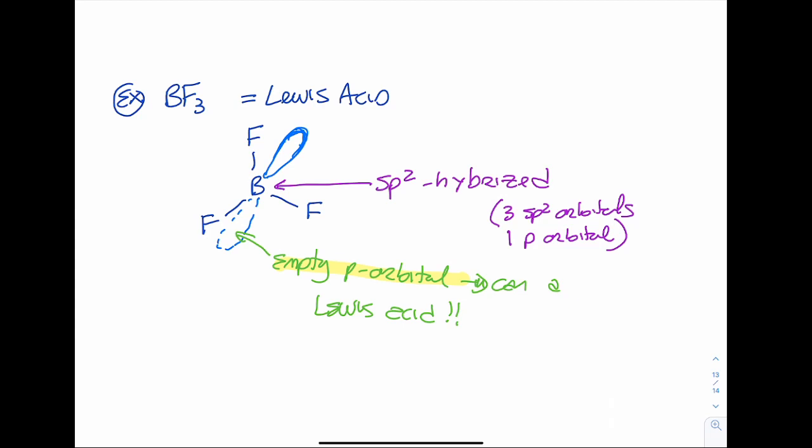We're gonna get this. Sorry, can accept electrons. This must be painful to watch. So draw it out. It's sp2 hybridized. There's an empty p orbital. It can accept electrons.